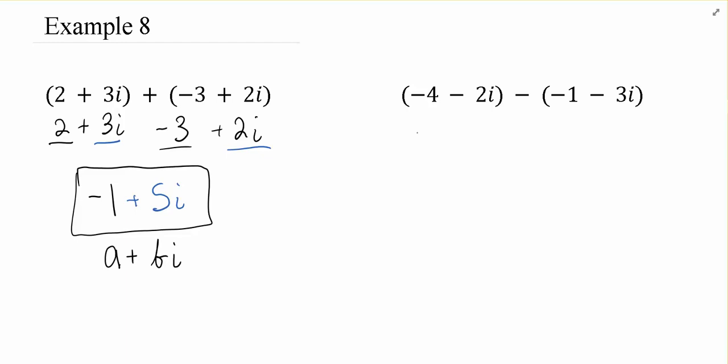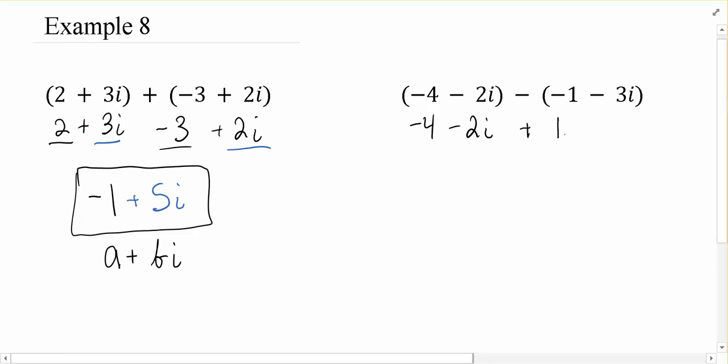Now back to the subtraction example. As you'd probably guess, all you're going to do in this example is distribute the negative. If you distribute the negative, it becomes plus 1 and plus 3i, and then you can combine like terms. We have negative 4 and 1 gets us negative 3. We've got negative 2i and positive 3i gets us i.